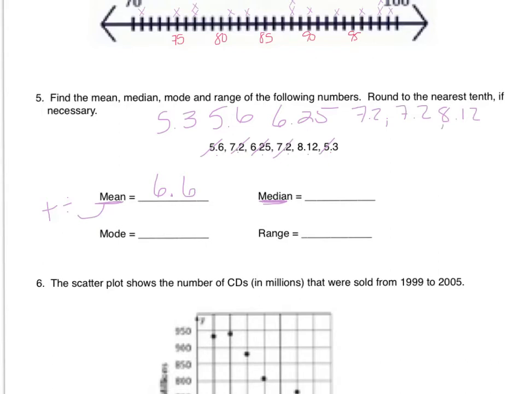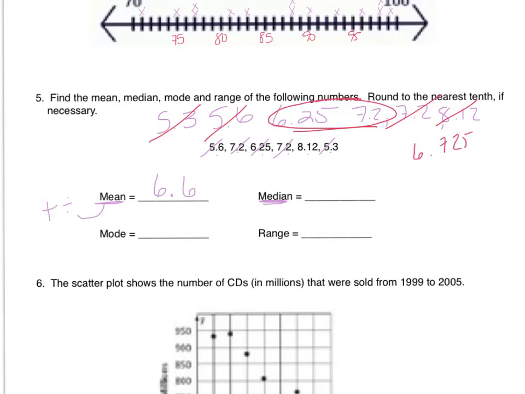Okay, so then you cross off small, big, small, big. I have 2 in the middle. So when I have 2 in the middle, I have to find the average of those 2. So I add those up and then divide by 2. When I added them, I got 13.45. I divided by 2.